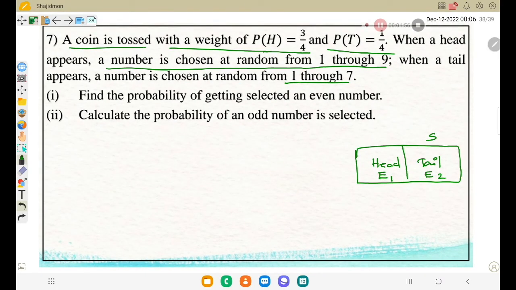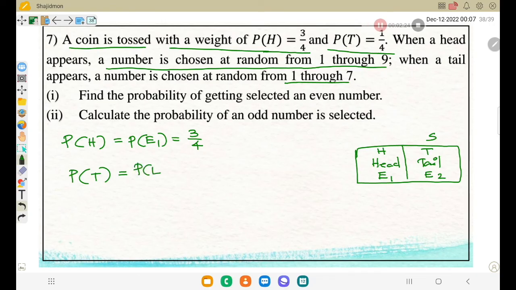Now what happened in the question, you can see the probability of head is already given. E1 means probability of head; instead of E1 and E2 I can take head and tail, correct? So probability of head, that means probability of E1, is given as 3 divided by 4. Second one, probability of tail, that is E2, the weight given is 1 over 4, correct?